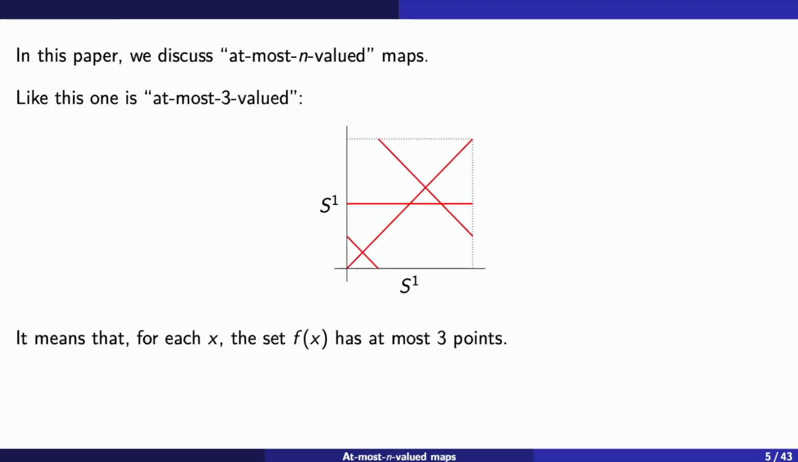That means something like this. So this is now, we call this at most 3 values. That means for each x in the domain, the amount of y values is at most 3. So it could be 3 or 2 or 1. It's not allowed to be 0.